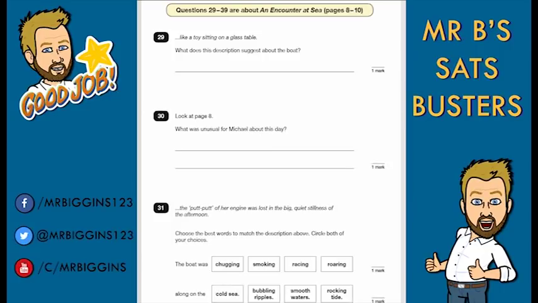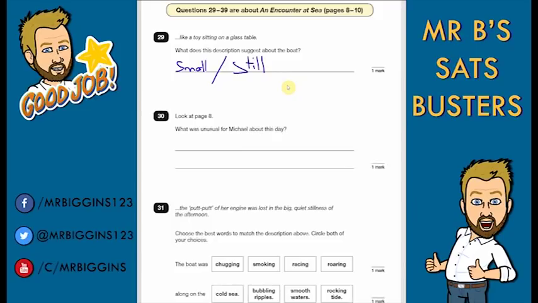Now that would suggest 2 things to me. It would either be, like a toy sitting on a glass table, toy is really small, so we're saying that the boat is really small or is insignificant. That will get you a point. Or you might also say that it's still and it's not moving. Glass table, obviously if it's glass, the glass is straight. We don't have ripples in it like water or anything like that. So that it is still, so it's not moving. Either of those will get us the point.